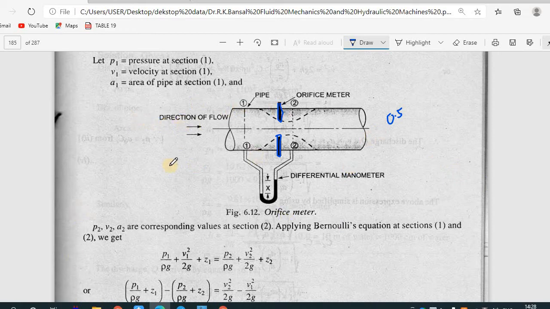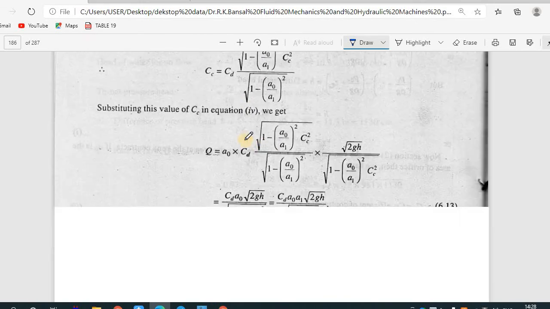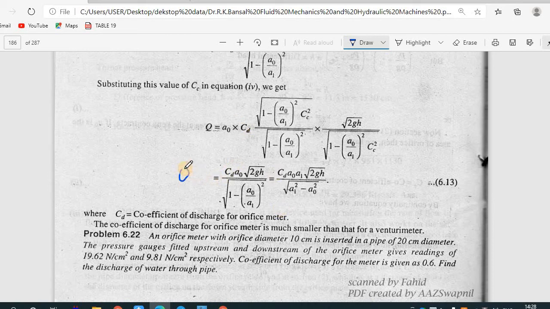I'm not telling you the total derivation, I'm telling you the final formula which is used to measure the discharge. This formula is very simple and similar to what we use in the venturi meter. Q equals Cd into A0, where A0 is the area of the orifice (in the venturi case it was A1 and A2, the areas of inlet and throat), and A1 is the area of the pipe, into the square root of 2gh, divided by the square root of A1 squared minus A0 squared. Whenever you are asked in a question to find the discharge in case of an orifice meter, you need to use this formula.